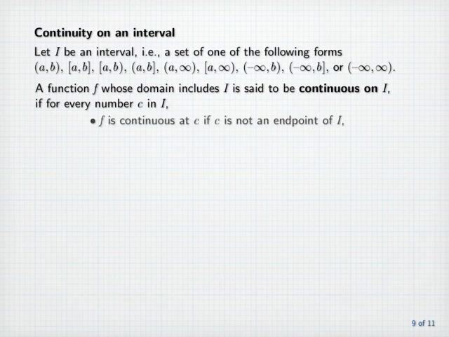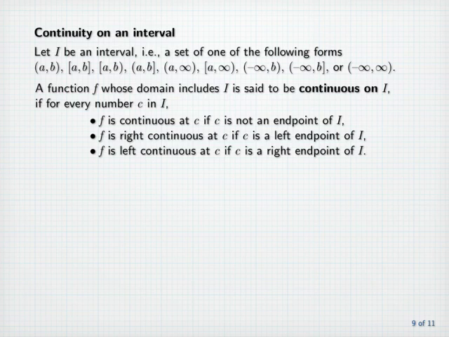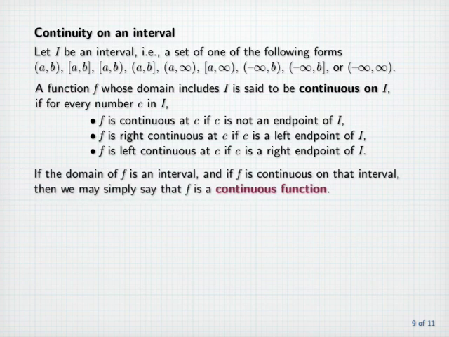I, f is continuous at c if c is not an endpoint of I, f is right continuous at c if c is a left endpoint of I, and f is left continuous at c if c is a right endpoint of I. If the domain of f is an interval, and if f is continuous on that interval, then we may simply say that f is a continuous function.